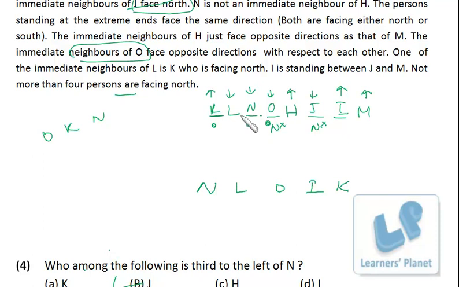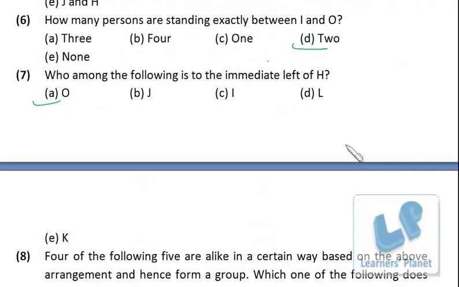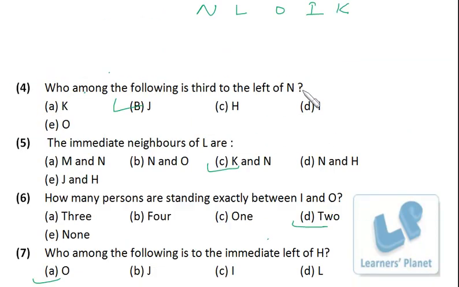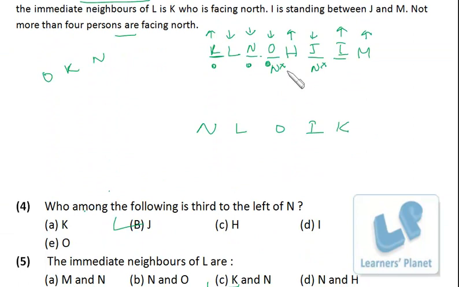So we can just see K, L, N, O, all of them are on the left hand side of H and I is on the right hand side of H. So I is different. Okay, so that was pretty simple. You took 5 to 6 minutes to arrange the persons in this manner, and after that it's just a matter of a minute.